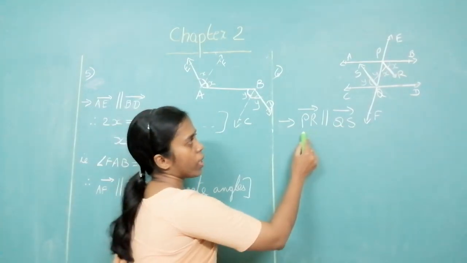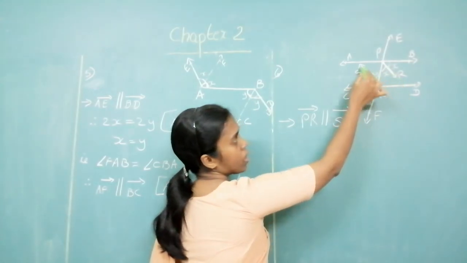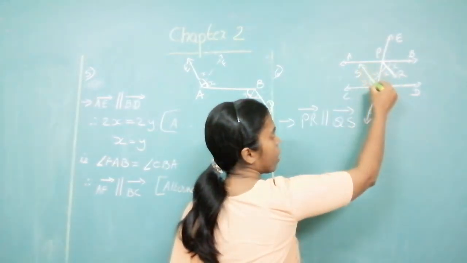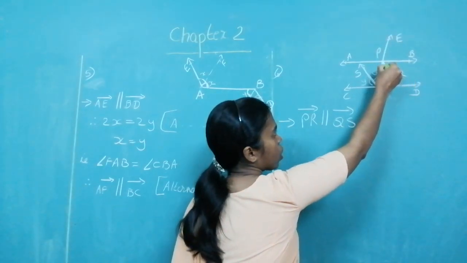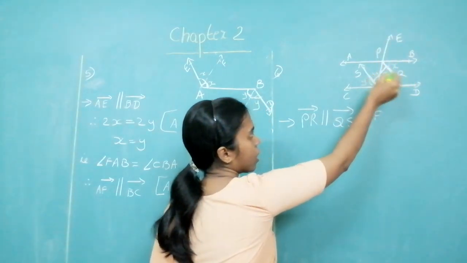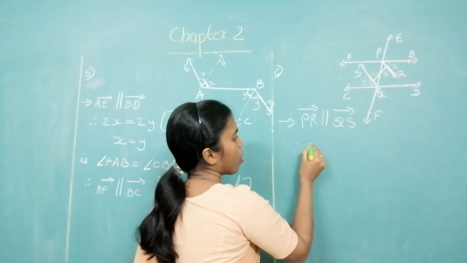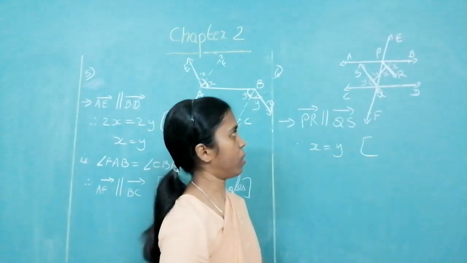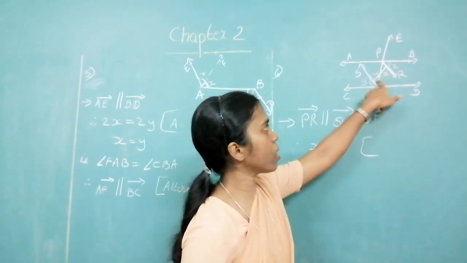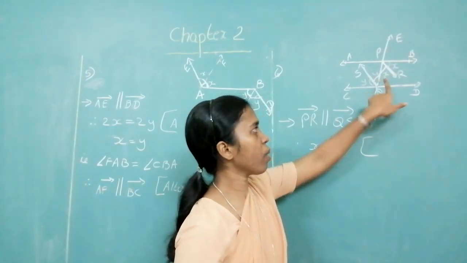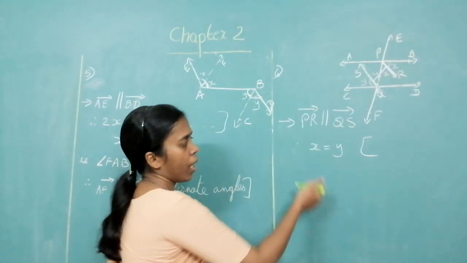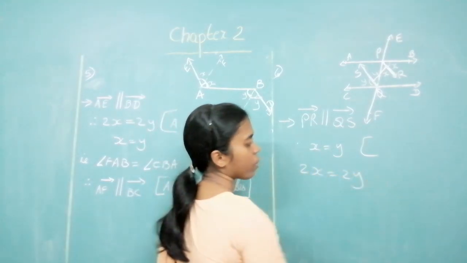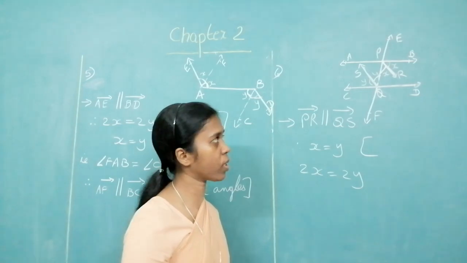Okay. You are told that PR is parallel to QS. This line is parallel to this. So what can I say about this angle? I can say that therefore x is equal to y. Why? They are the alternate angles. I am talking about this x and this y. X is equal to y because they are alternate angles. I am multiplying 2 on both the sides. So I get 2x is equal to 2y.